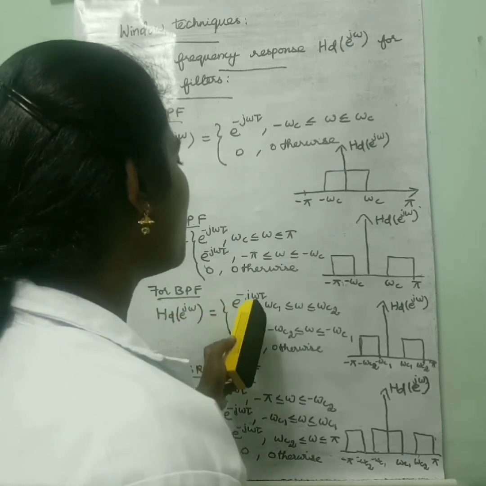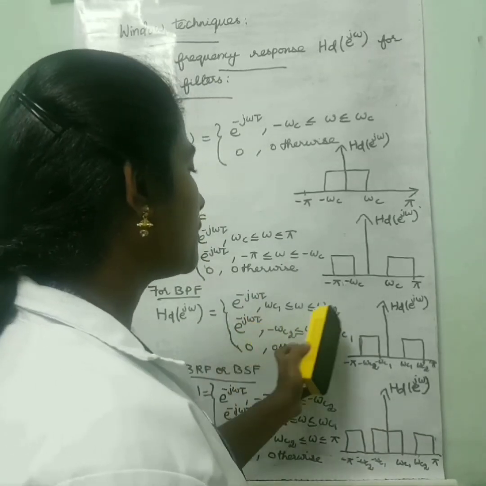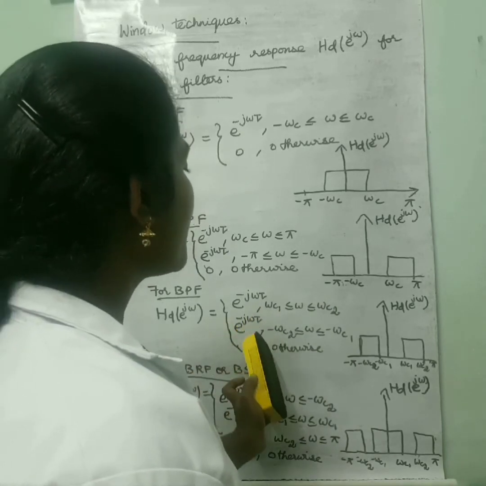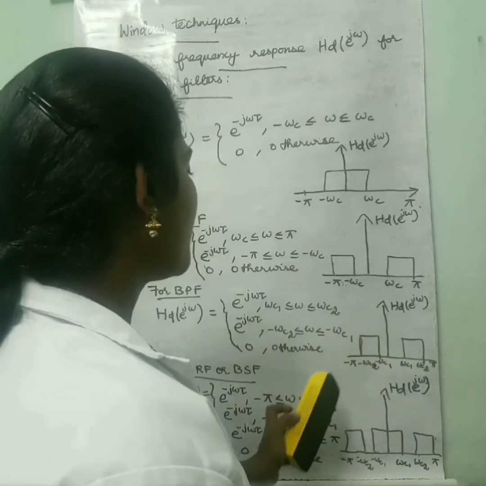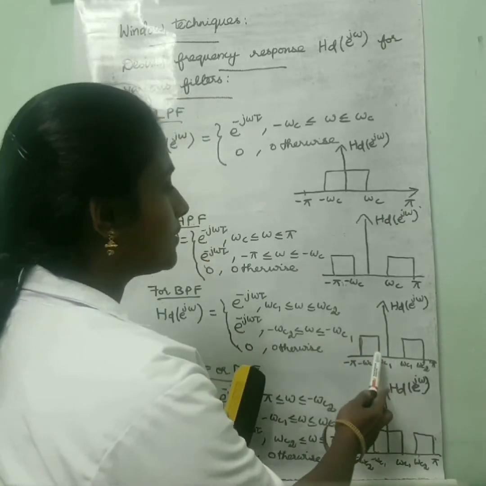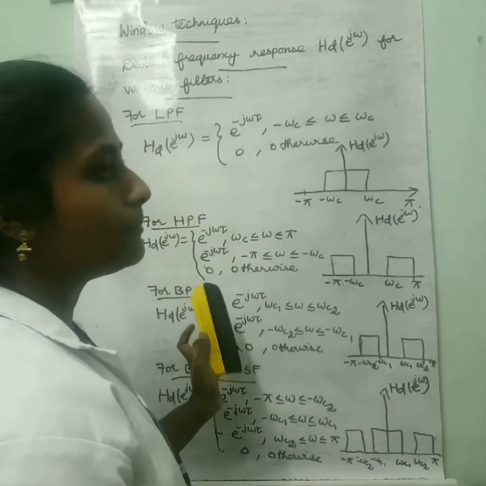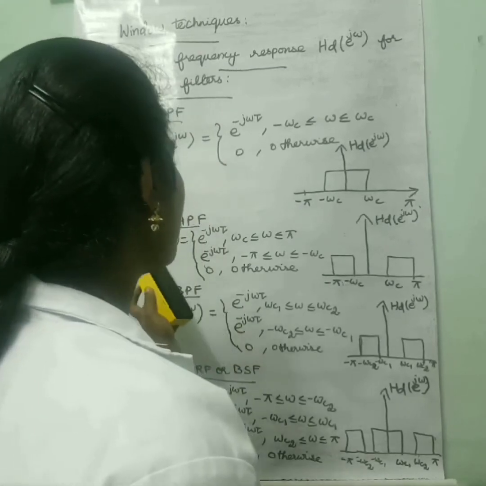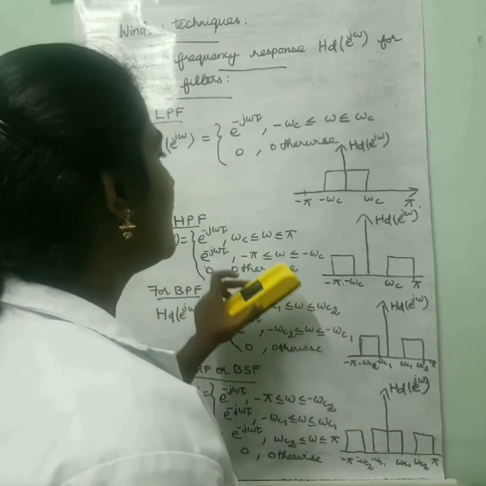Then for the band pass filter we have the value as e^(minus jωτ) for omega c1 to omega c2, and e^(minus jωτ) for minus omega c2 to minus omega c1, otherwise the value is 0. This is the graph. Okay, we have to memorize this one because in the question they may ask simply low pass filter, high pass filter, band pass filter. So we have to memorize this limit range.